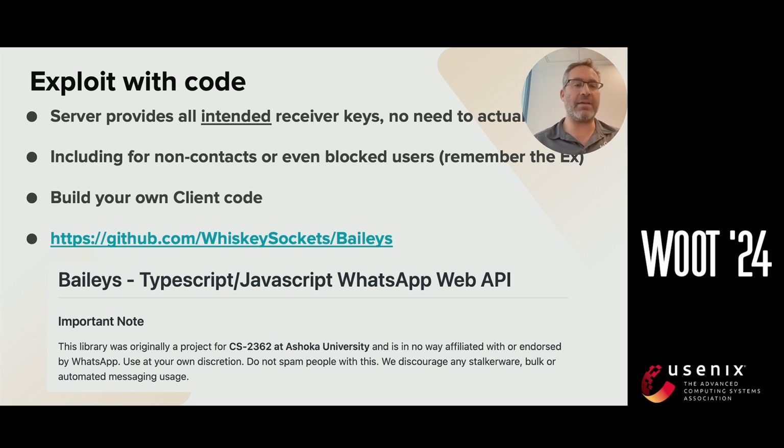So there is an API to get all this information from the server. And if you are handy enough with code, you can build your own code or use other people's code to get it. For example, use that great project by Ashoka University, I hope I pronounced it correctly. They created an open source project with reverse engineering that enables everyone to use the WhatsApp Web API and query the server in whatever way you want and build your own custom client.